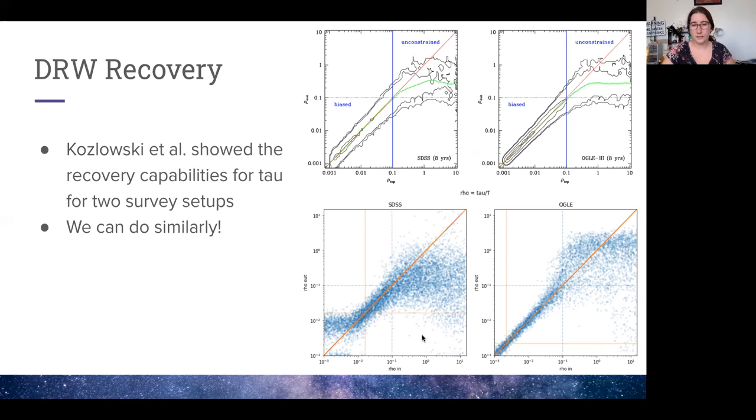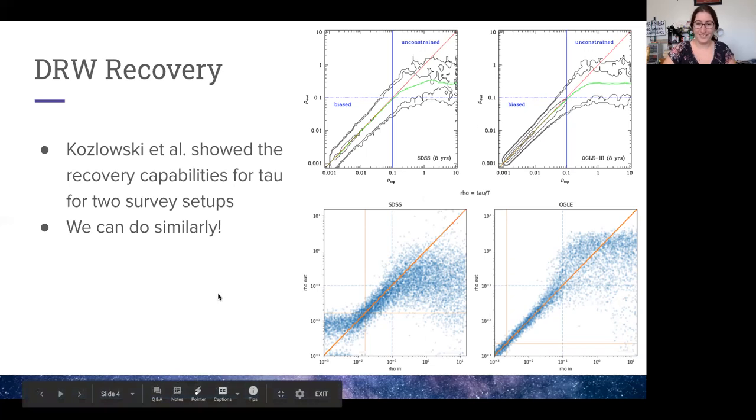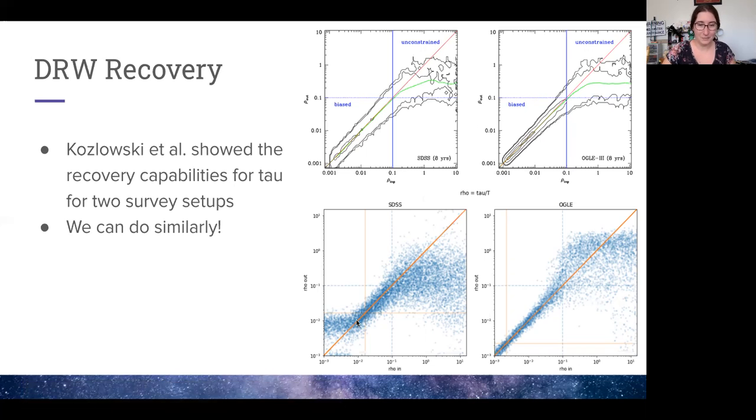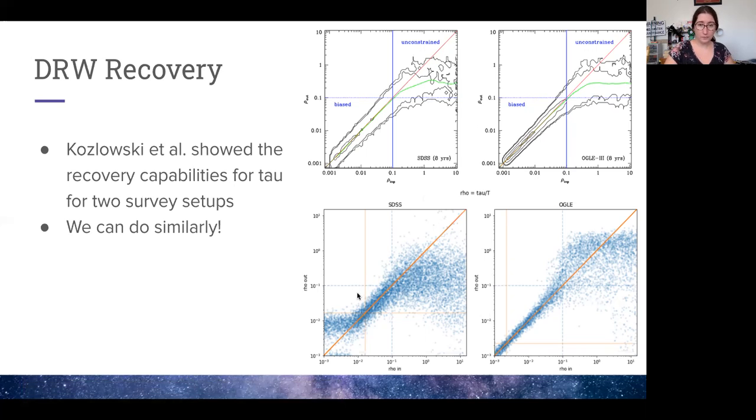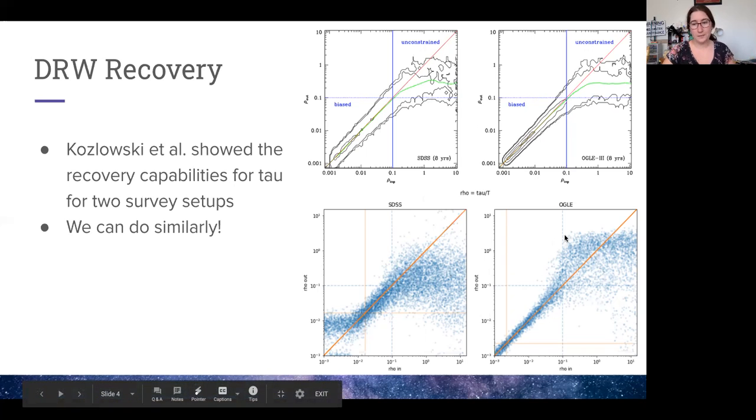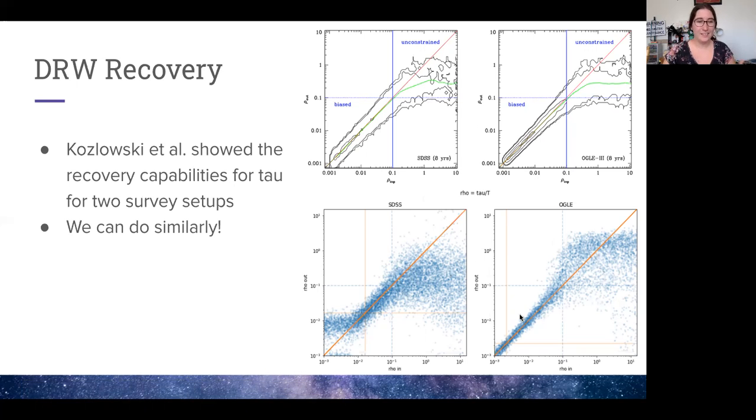And you can see down here from our recreations that we see a very similar effect. So in middling or low values of rho or tau, we're able to recover it very well. But once we get up to high values, we frequently underestimate it. And the same statement goes for the more densely sampled light curves. So this is good, that we can do a similar job to others in the past.